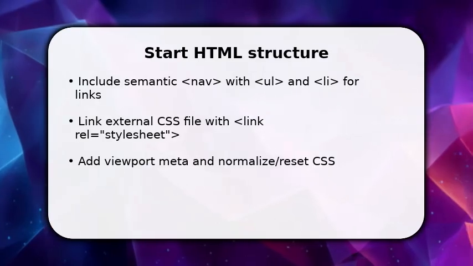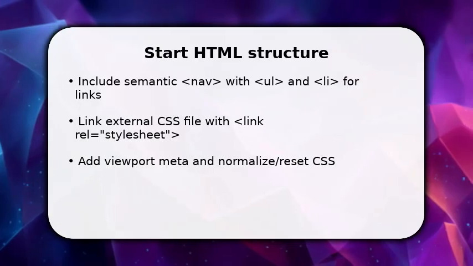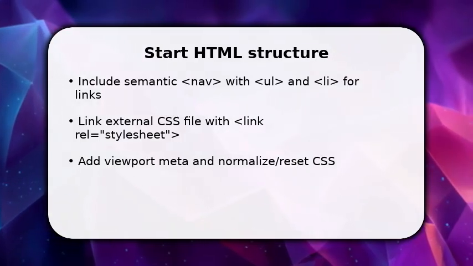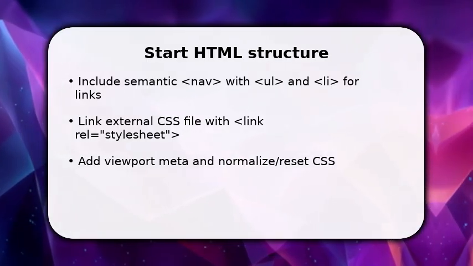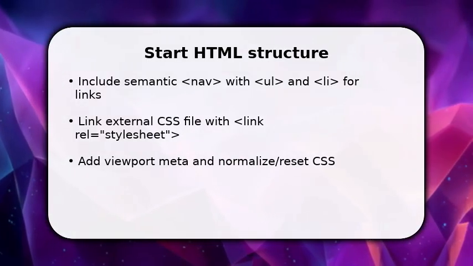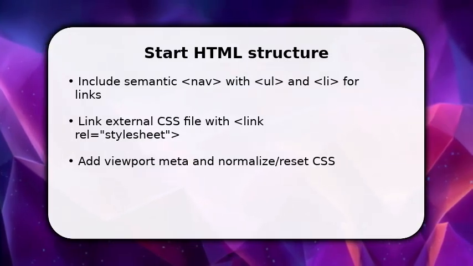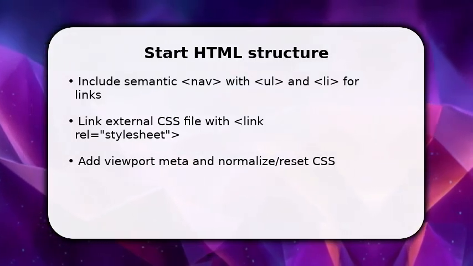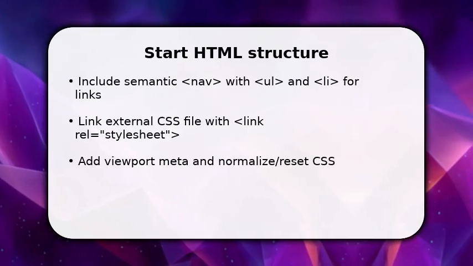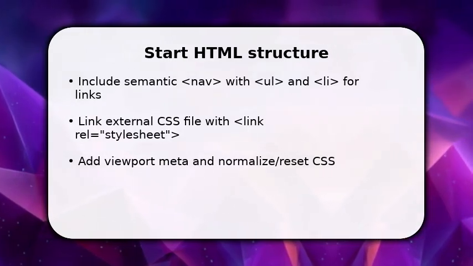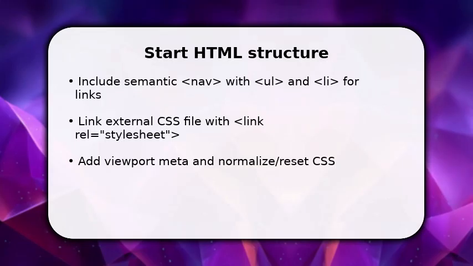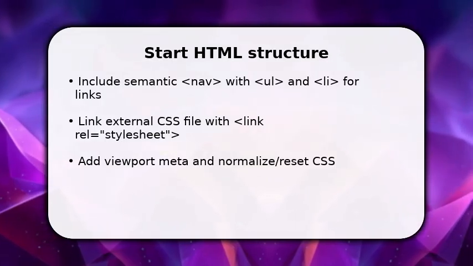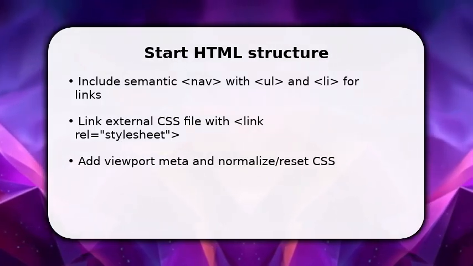You already have a basic HTML file. Now add a semantic nav containing a UL and list items with anchor tags so the browser understands navigation. Once done, link your style sheet in the head and include a simple reset or normalize to avoid browser quirks. Make sure each anchor has an href, even if it's hash for now, so focus and keyboard navigation work. This immediately provides structure and accessibility before you style anything visually.